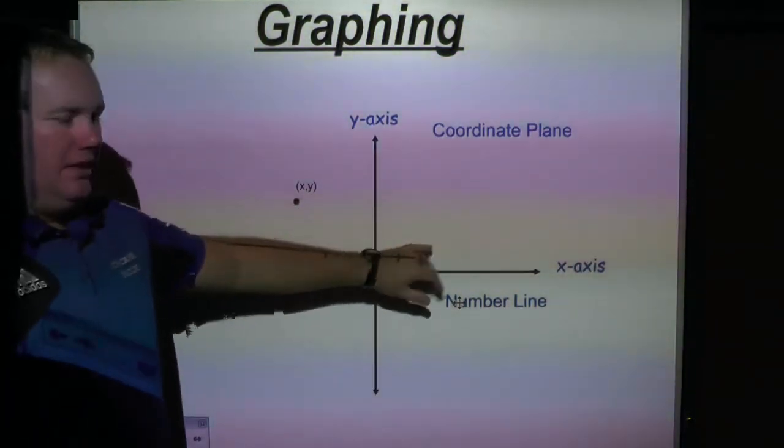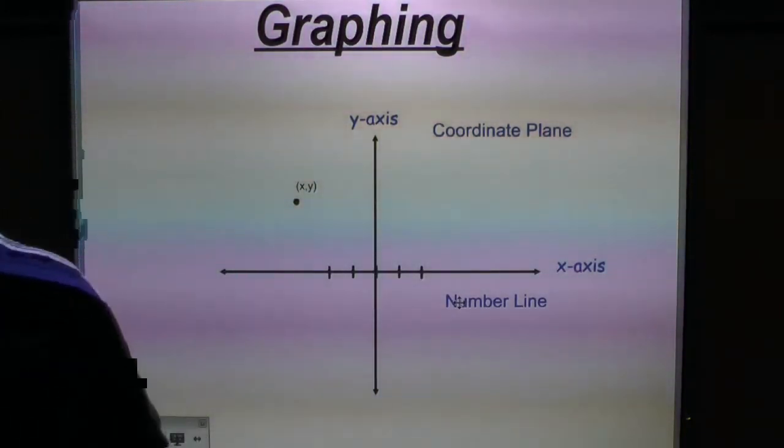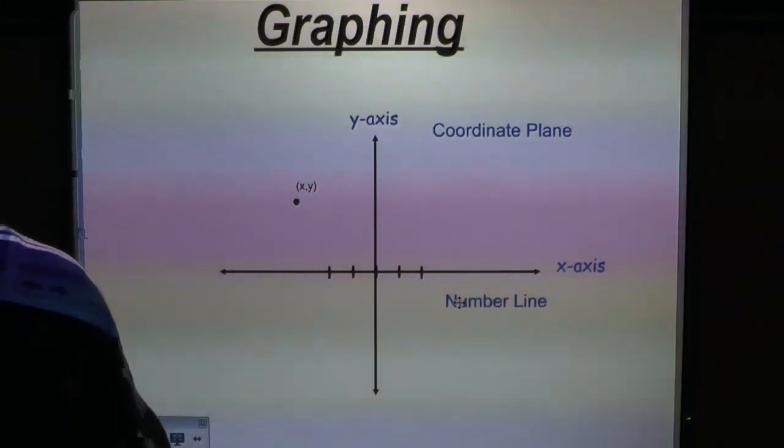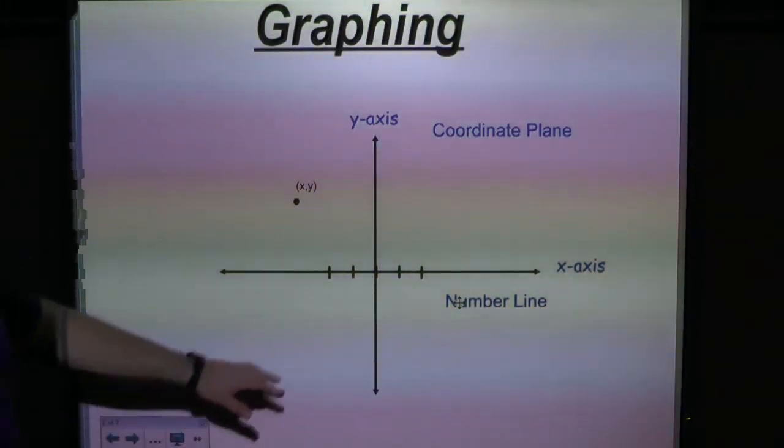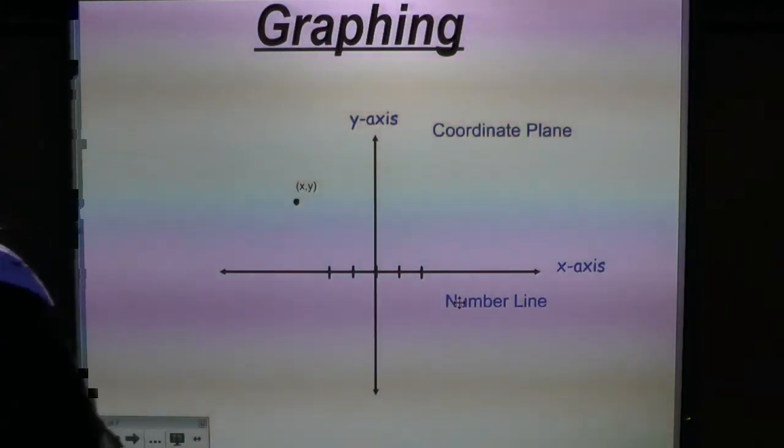These two number lines intersect at a point. You have all been taught what this is, but remember, origin. O-R-I-G-I-N. The origin. The middle of that coordinate plane.